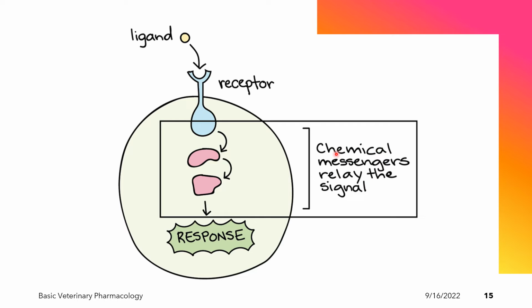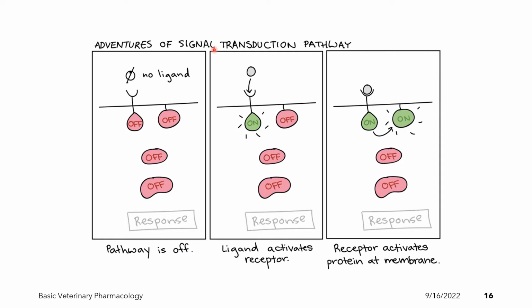So we have here the chemical messengers that are important to relay signals and to produce the biological response. This diagram shows the initial steps in the signal transduction pathway. Of course, the pathway is off when there is no ligand. In the presence of a ligand, it will bind to its specific receptor, and the binding will induce a conformational change and activate that particular receptor. Upon activation, it will also activate other proteins located at the cell membrane.